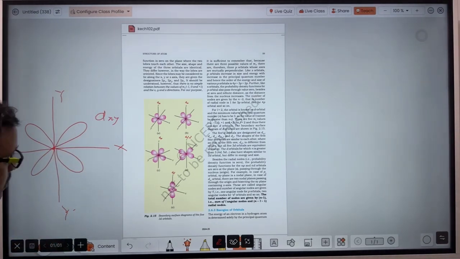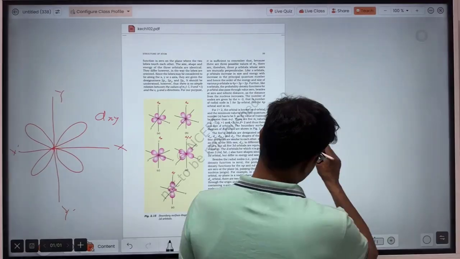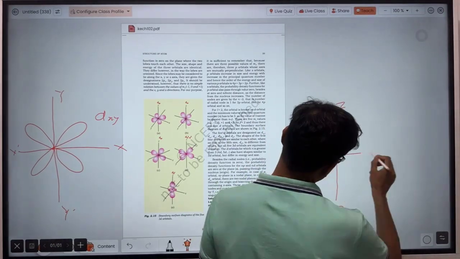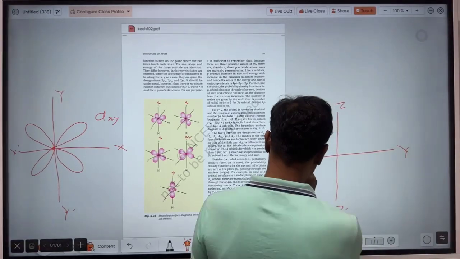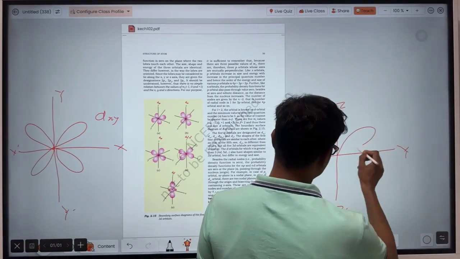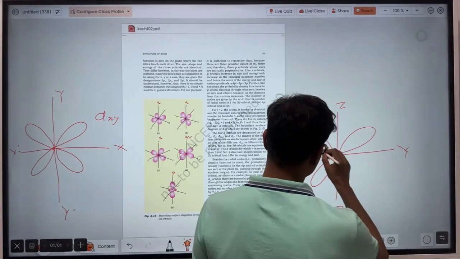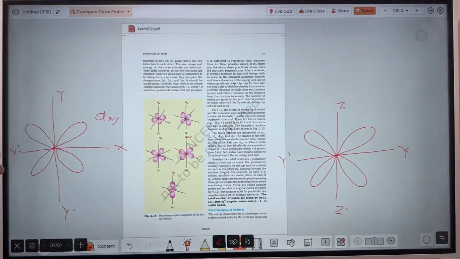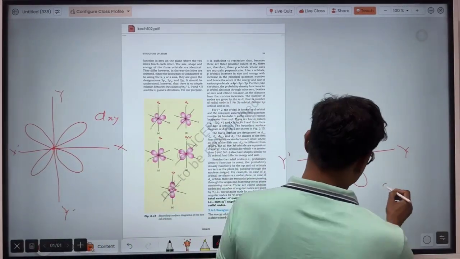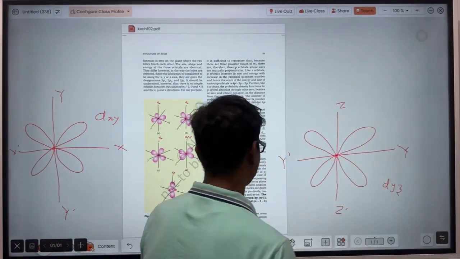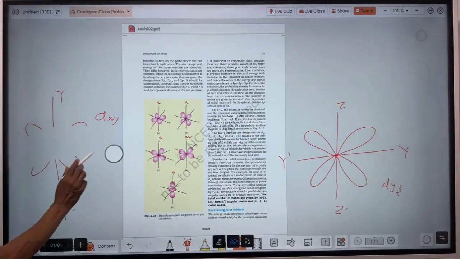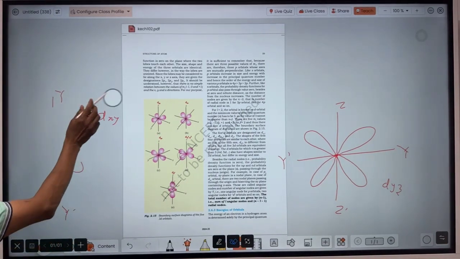That is dxy. Same for dyz. In case of dyz, suppose this is the z axis and here will be the y axis, y dash here. One lobe will be along this line, another lobe along this line. So that is the boundary surface diagram of dyz. Same will be for dxz.